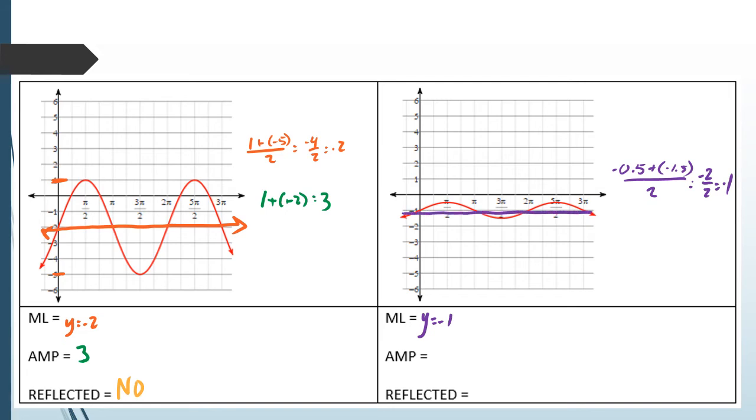All right, highest point, negative 0.5 minus 1 gives us 0.5. Sorry, minus negative 1. That's where I was getting confused. Which means we get 0.5, and then once again, from our 0 point, the graph is going up. So again, it is not reflected.